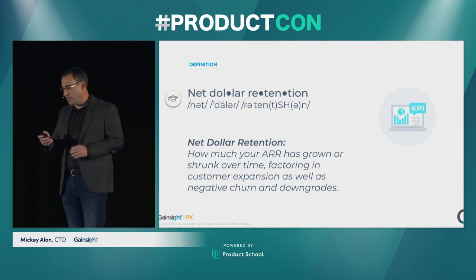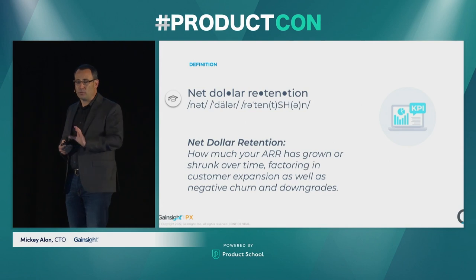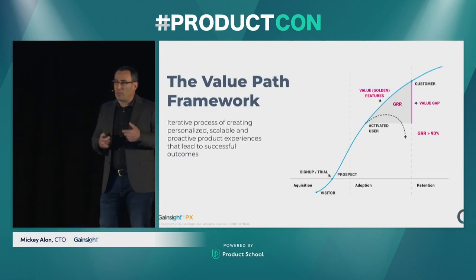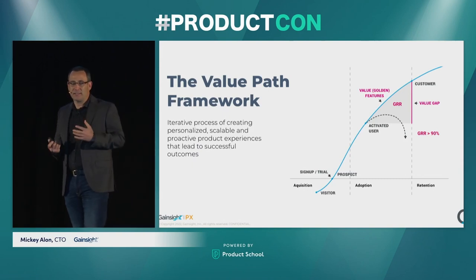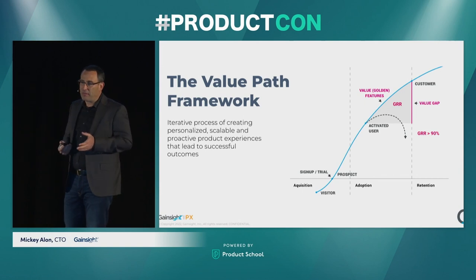This is a major KPI to see, and this is what you want to optimize for as a lagging indicator to your product effort. So I'm going to introduce a framework you should probably use to optimize that, and I call it the value path framework.